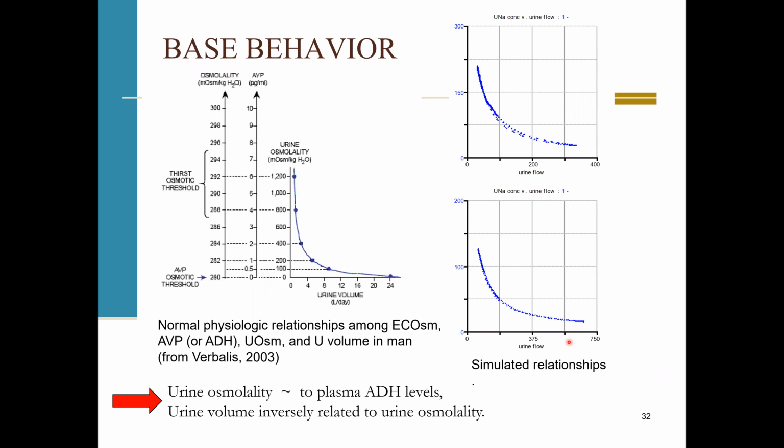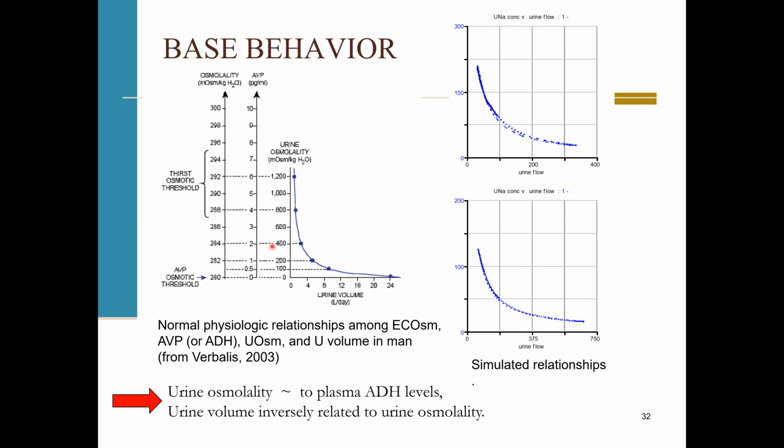So they're not too much affected. And this is another schematic presentation from Guyton's book that shows the normal physiological relationships between blood sodium concentration, here called extracellular osmolality, but at this point, it's pretty much the same, antidiuretic hormone concentration, urine osmolality, and urine volume, right?